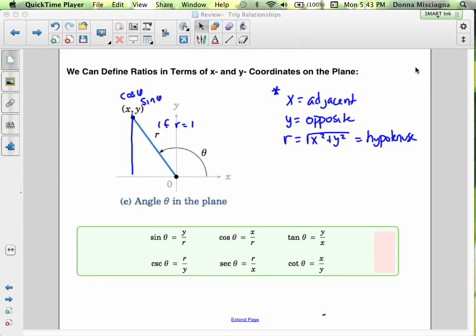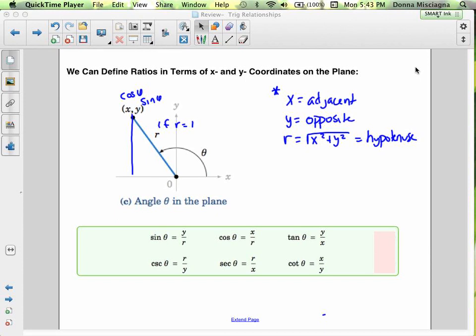All right, let's look at evaluating reference angles. So we can define ratios in terms of x and y coordinates on the plane. This is, I believe, in your notes. Yep. Want you to write down a few things.